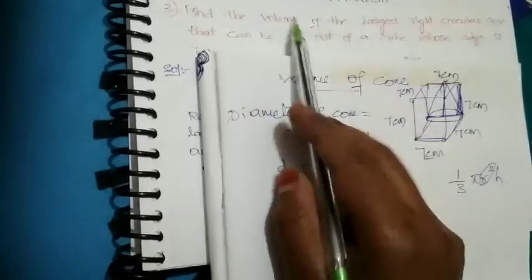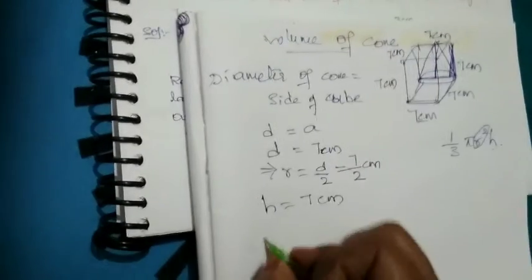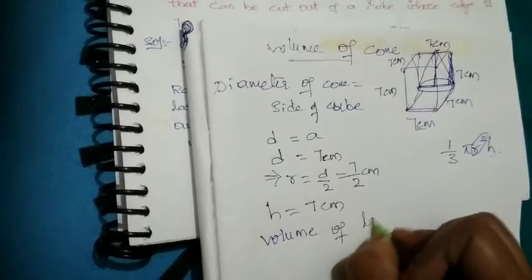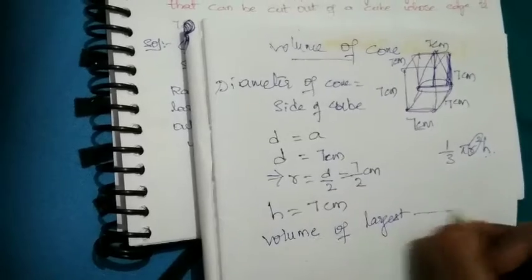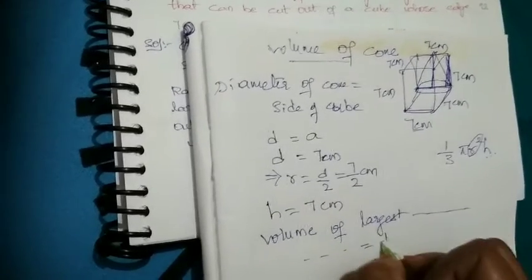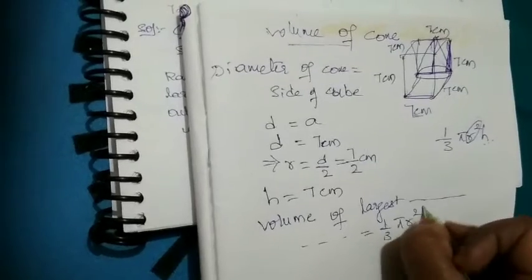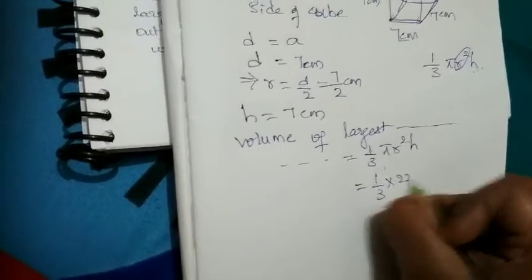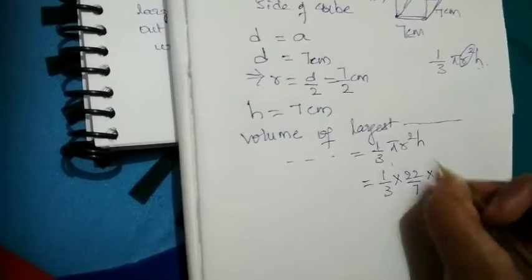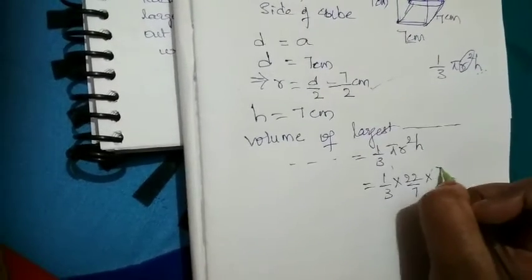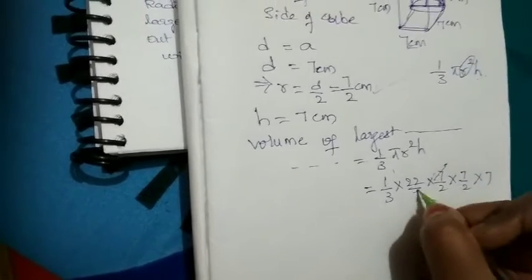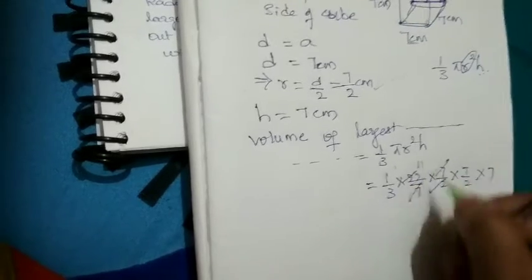Now we have to find the volume of the largest cone, so let us substitute into the formula. The volume of the largest cone that can be cut out from the cube equals 1 by 3 pi r square h. No need to worry, I'll send you the notes. So 1 by 3 into 22 by 7 into r square, where r is 7 by 2, so write 7 by 2 twice, into h which is 7. Okay, 7 and 7 cancel, 2 ones are 2, 2 11s are 22.